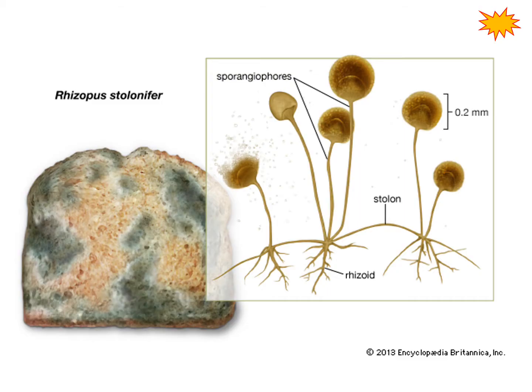Okay, so let's go through this again. These are the sporangiospores, and these are the stolons, and these are the rhizoids or the mycelium part. So these dark spots are all sporangia.